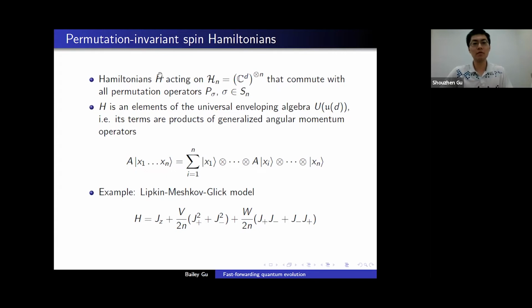One example of such a Hamiltonian is the Lipkin-Meshkov-Glick model. This is a model introduced, I think, in the 1960s, but it was used to study some phase transitions in nuclear physics for an exactly solvable model. It's usually written in terms of fermionic operators, but you can do a transform to write it in terms of angular momentum operators, and H will be written in this form. And because the angular momentum operators are permutation invariant, the whole Hamiltonian is going to be permutation invariant as well. So our method is going to apply to this particular model as well.